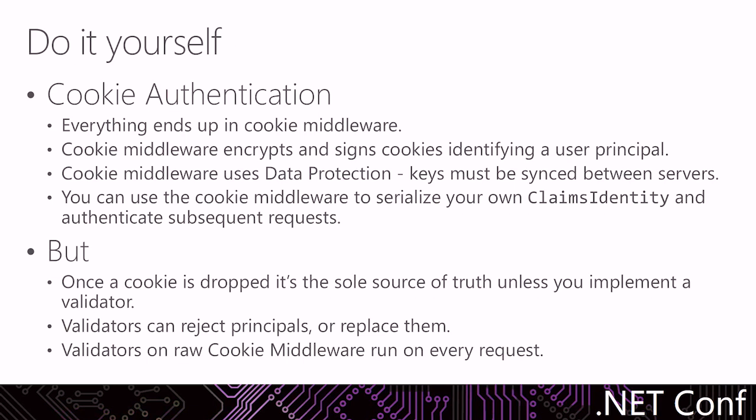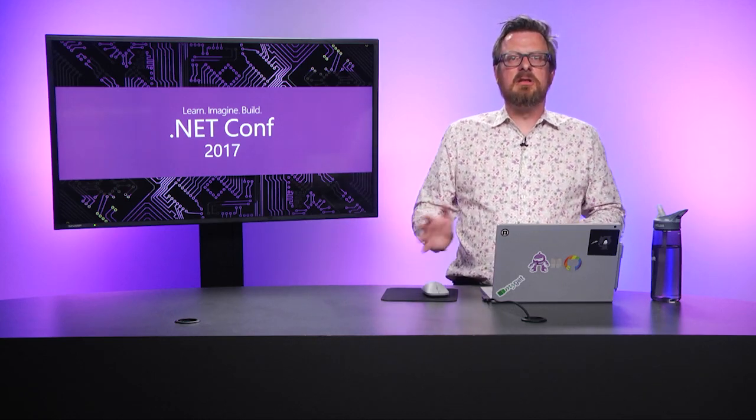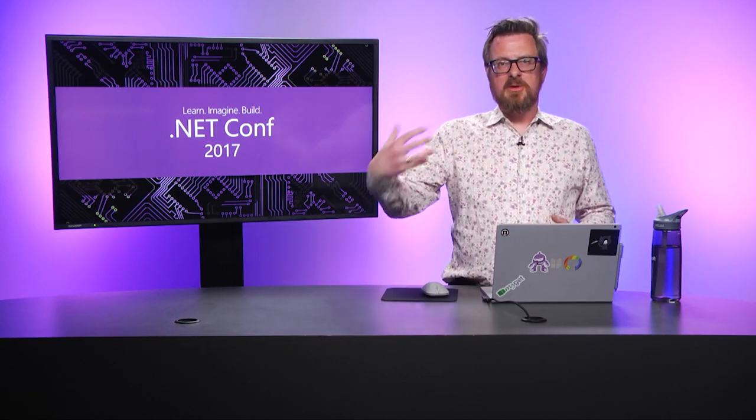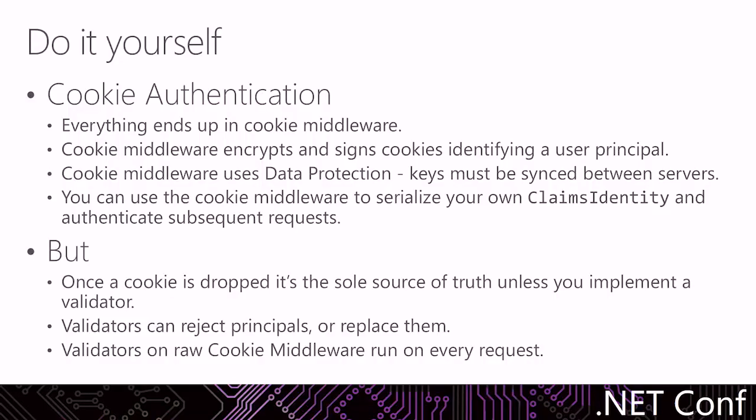And we will support this across multiple servers. We use a data protection layer, which I'll come on to towards the end of the presentation, but you can share your encryption keys between multiple machines in various ways, and it will all magically work through load balancing. And you can use the cookie middleware to serialize your own claims identity that you've constructed via whatever mechanism you want, and authenticate subsequent requests. But there are a few caveats for this. Once a cookie has been dropped from the cookie middleware, it is the sole source of truth. We do not go back to your database automatically because that would be really expensive. So you need to plug in a validator if you want to do this sort of thing.